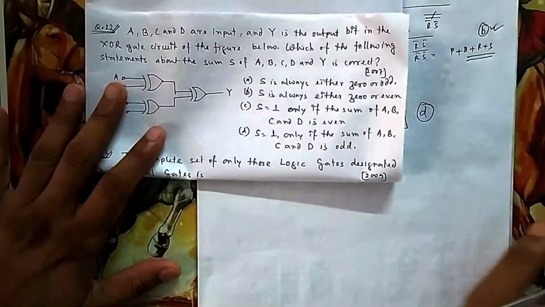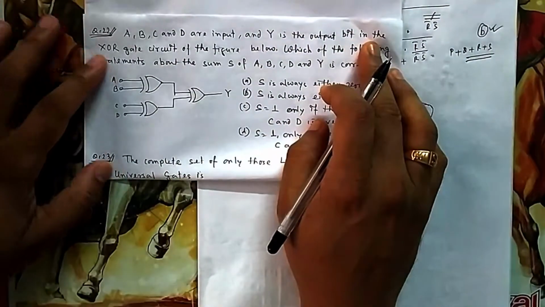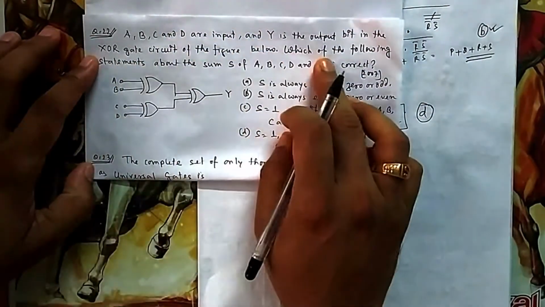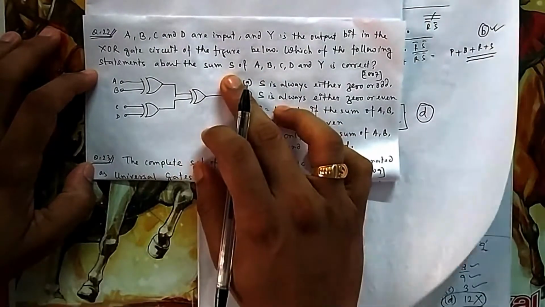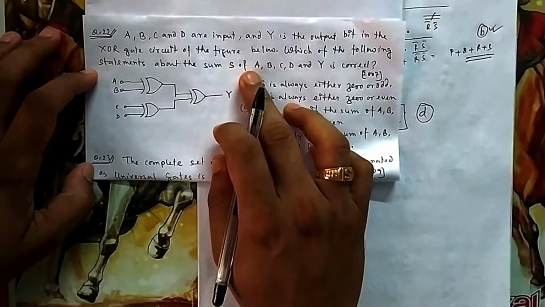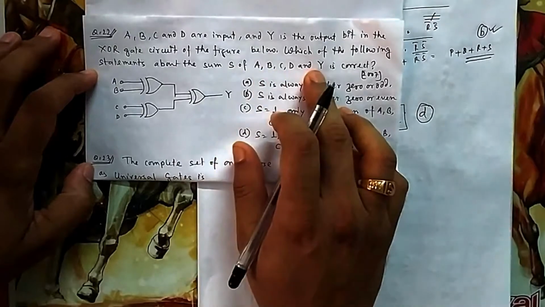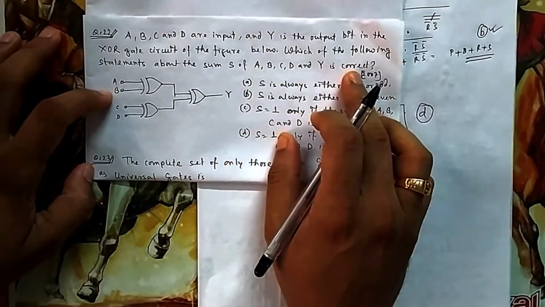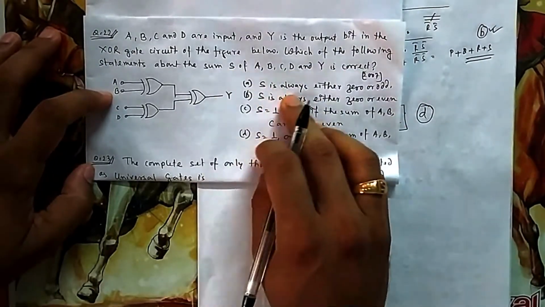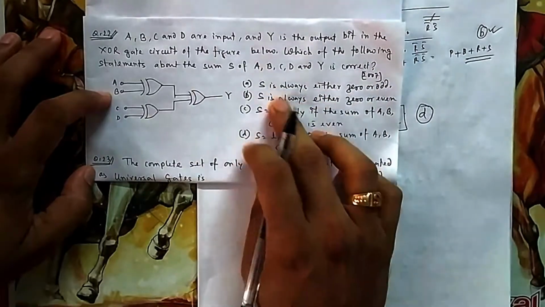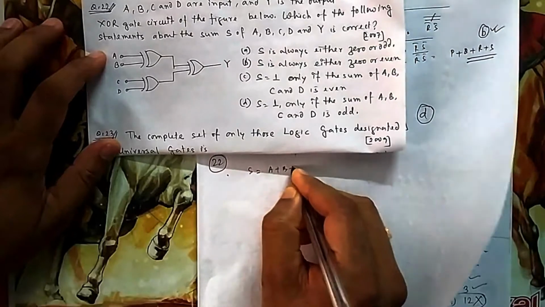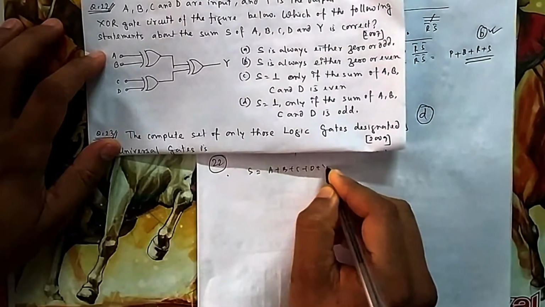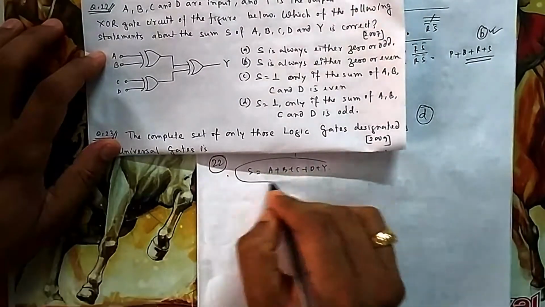That's it. A, B, C, D are the inputs and Y is the output bit in the XOR gate circuit given in the figure below. Which of the following statements about sum S, which is the sum of A, B, C, D, Y, that means all are added. A, B, C, D plus Y is also added. That is the sum. Now you have to say whether the sum is 0 or odd. We have to say about the sum. So the sum is nothing but you have to add all these: A, B, C, D, then Y. All are bits, so you have to add all these bits.